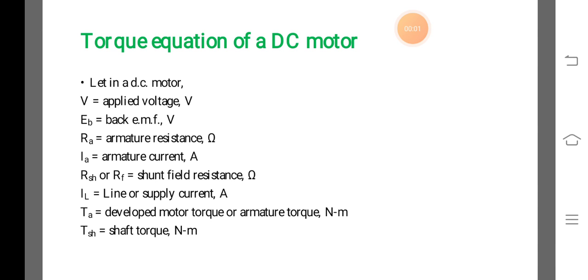Hi everybody, let us see the torque equation of a DC motor, especially the electrical equivalent circuit of a DC motor. V is the applied voltage, unit is volt; EB is the back EMF; RA is the armature resistance, unit is ohm; IA is the armature current; RSH, RF is the shunt field resistance; IL is the line supply current; TS is the developed torque of the motor or armature torque; TSH is the shaft torque.